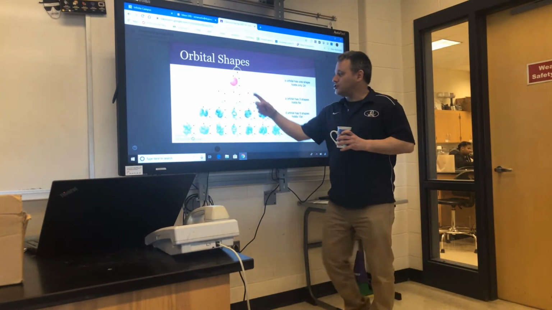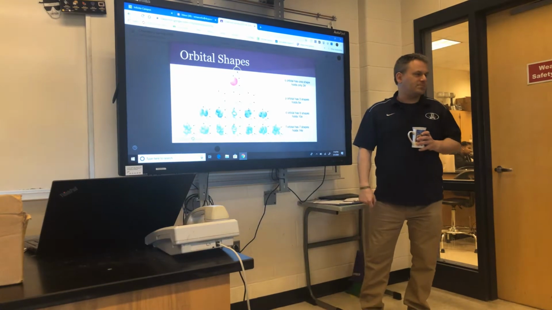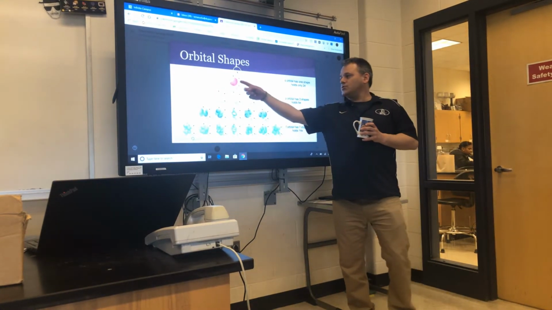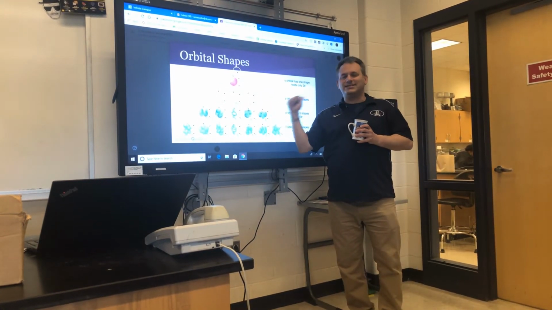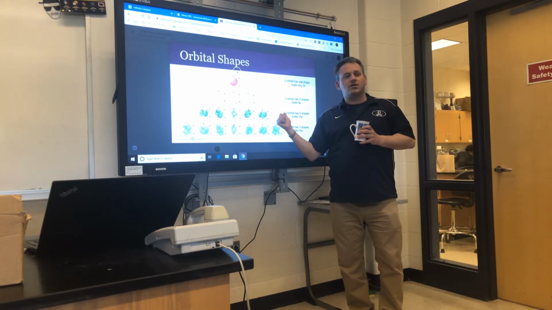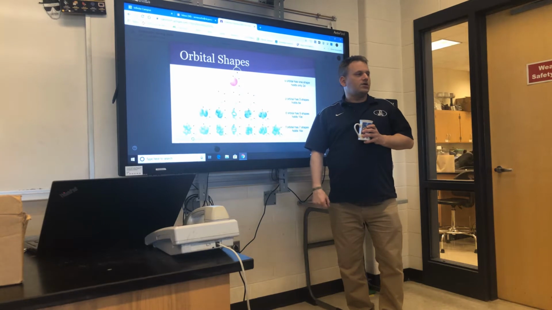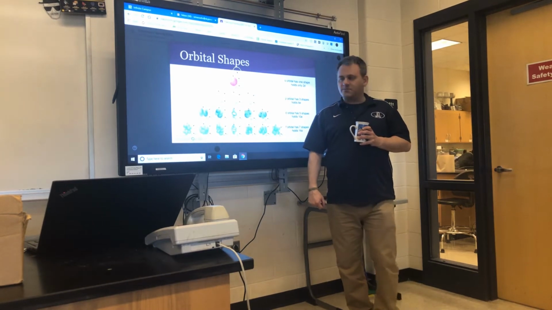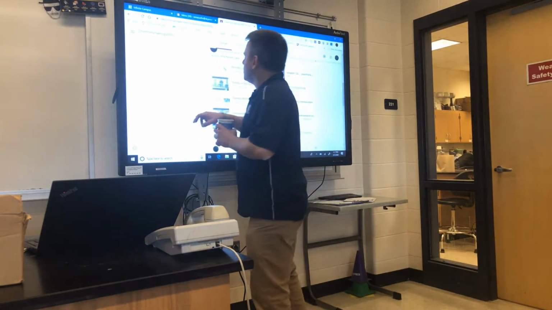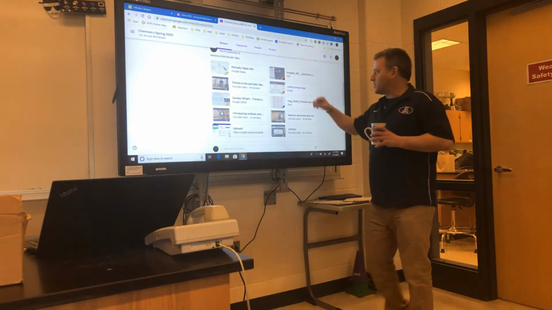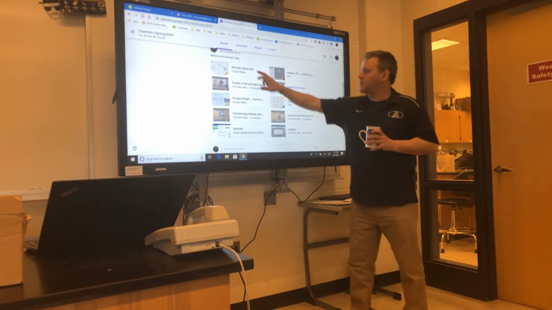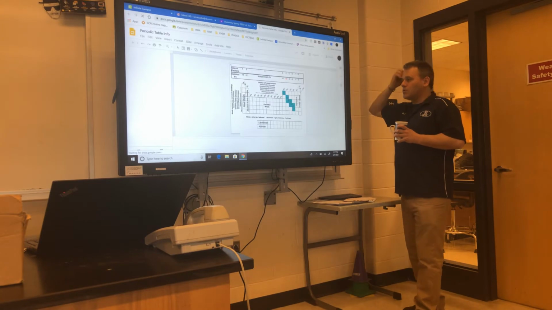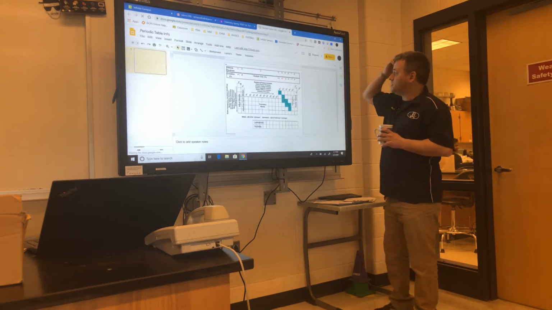You can put 2 electrons in each one of these. So 2 times 1 is 2, 2 times 3 is 6, 2 times 5 is 10, 2 times 7 is 14. Did we learn that before? Yes, we did. Did we also relate it to the periodic table info right here, where we had S's and P's and D's? Yeah, I wrote that down.